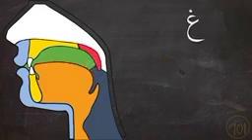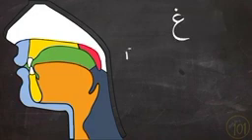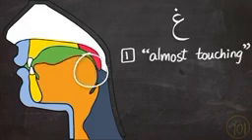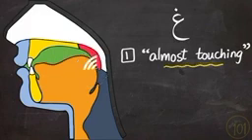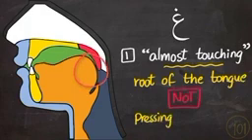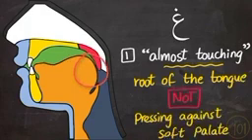And here we gotta notice 2 important things. Number 1, notice that I said the root of the tongue is almost touching the soft palate, not fully touching, because the sound of Ghain is a continuous sound, which means that it can be extended for as long as you want. أغ، أغ، يغشى. So, the root of the tongue should not be pressing on the soft palate, but there should be enough space allowing the sound to continue.